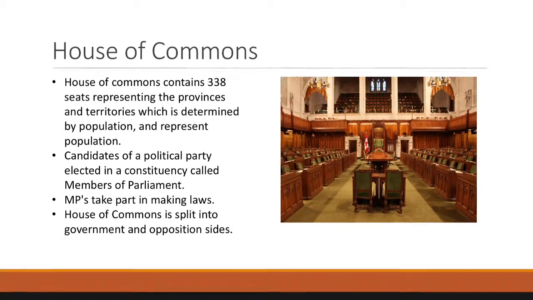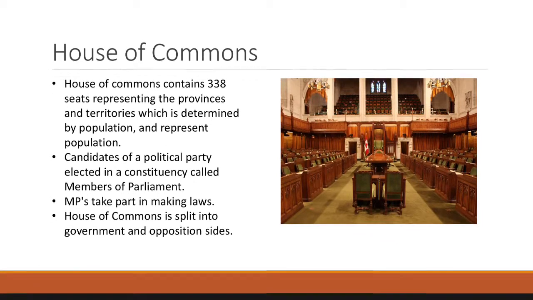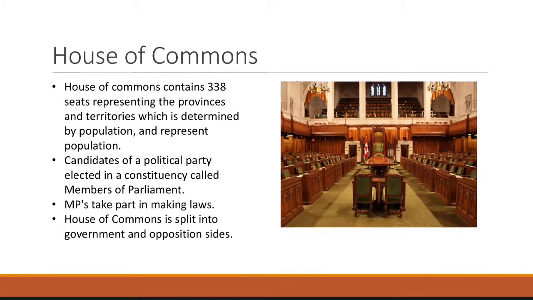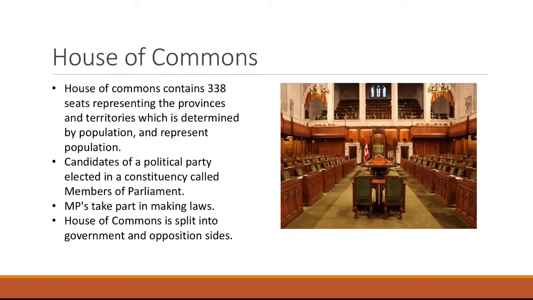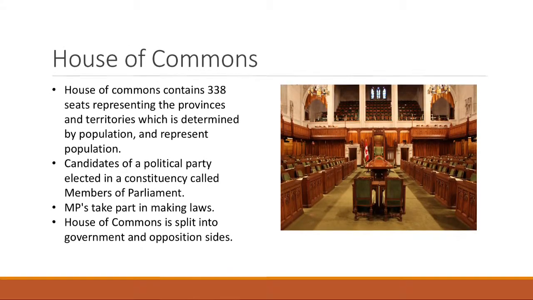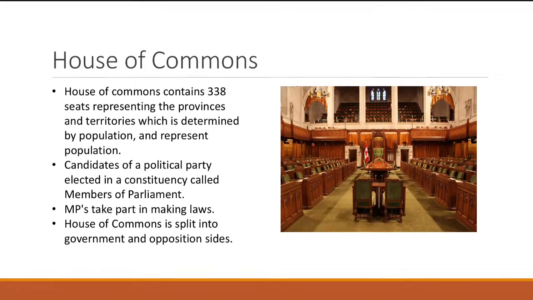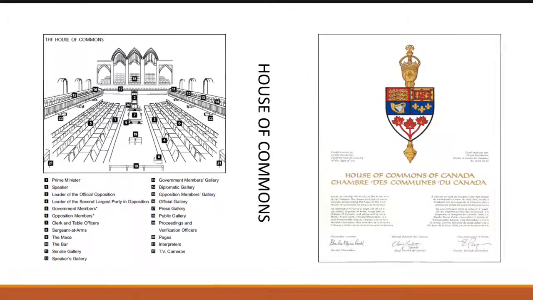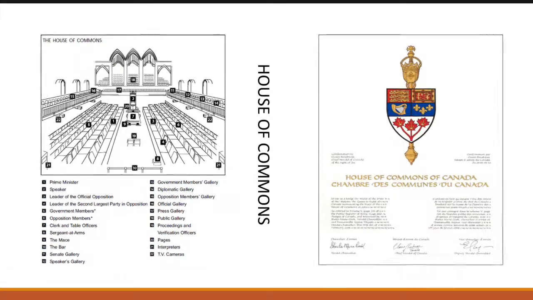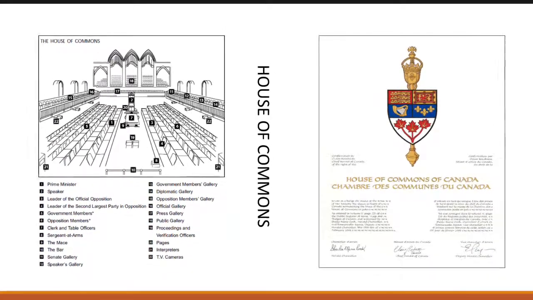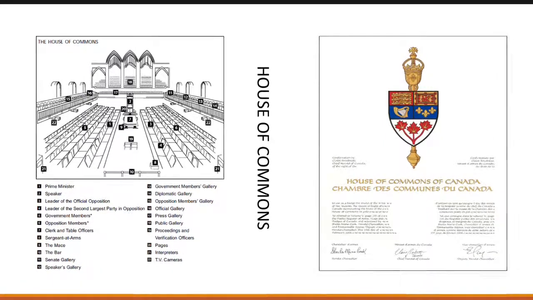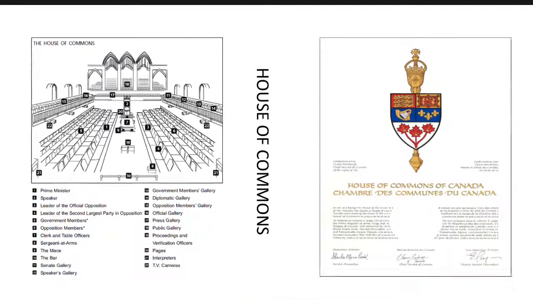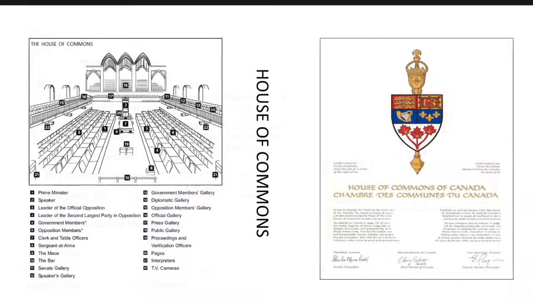The House of Commons contains 338 seats representing the provinces and territories, which is determined by population. Candidates of a political party are elected in a constituency or riding and are called members of parliament. Members of parliament also take part in making laws. The House of Commons is split into government and opposition sides. It is also a place where members discuss national issues and call upon the government to explain its actions. Every province or territory must have as many members in the House of Commons as it has in the Senate.